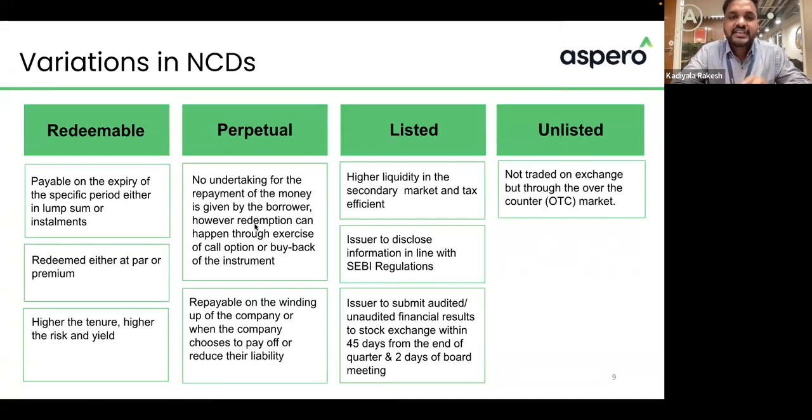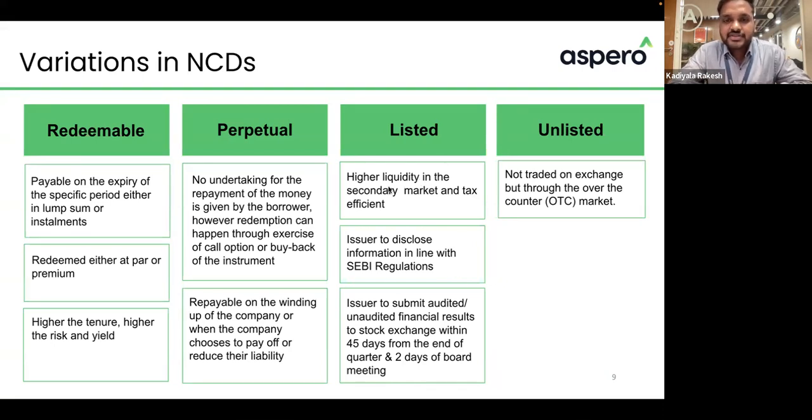However, the redemption can happen through exercise of a call option or a buyback of the instruments. So it is repayable on the winding up of the company, or when the company chooses to pay off or reduce the liability, they'll come up with a call option. So whatever securities you are holding, you can give them back to the entity.